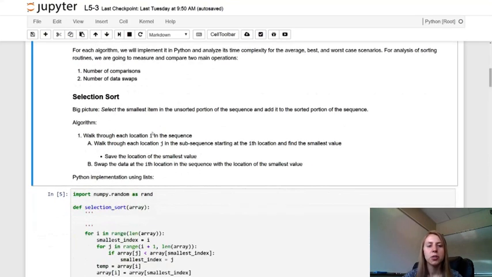So selection sort is one of the easiest sorts. It's typically the one that is taught to beginners because it is the most common way that we think about sorting something. So the big picture algorithm behind selection sort is to select the smallest item in the unsorted portion of the sequence and add it to the sorted portion of the sequence. This will, each iteration, increase the size of the sorted portion and decrease the size of the unsorted portion.